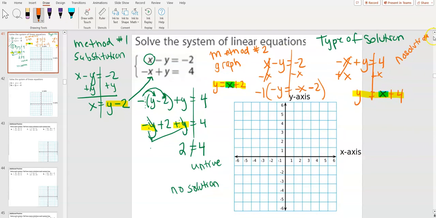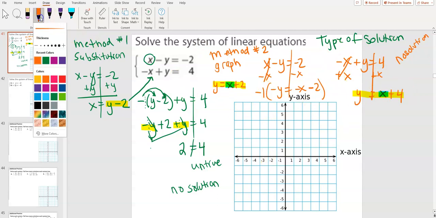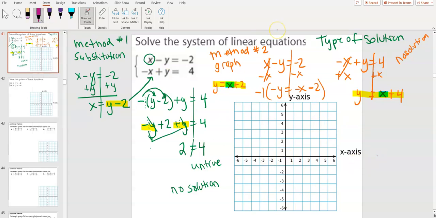So before I even graph it, I can just look at my two equations, change them into slope-intercept form, and compare. Now, if you are still struggling with that, if you don't remember which one's which, the final kind of method you can do that we're learning about is to graph those lines. So the last thing I'm going to do, we're going to say it's method number 3.